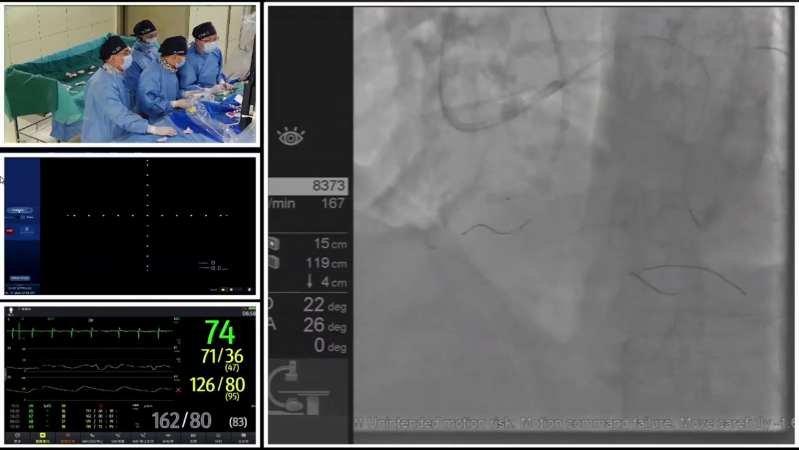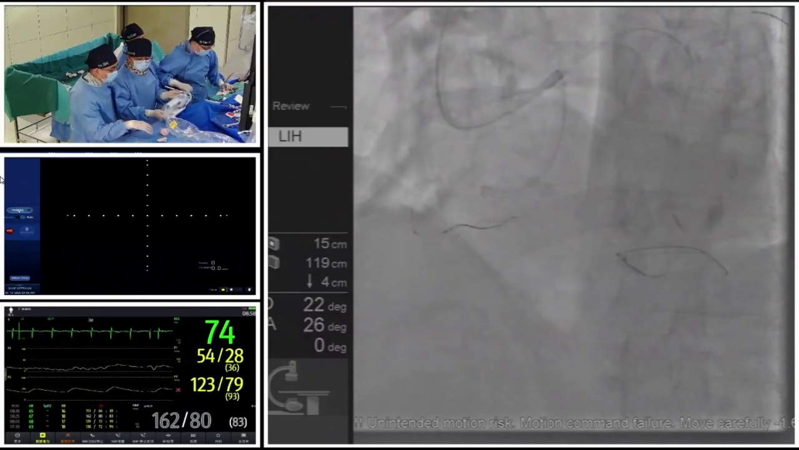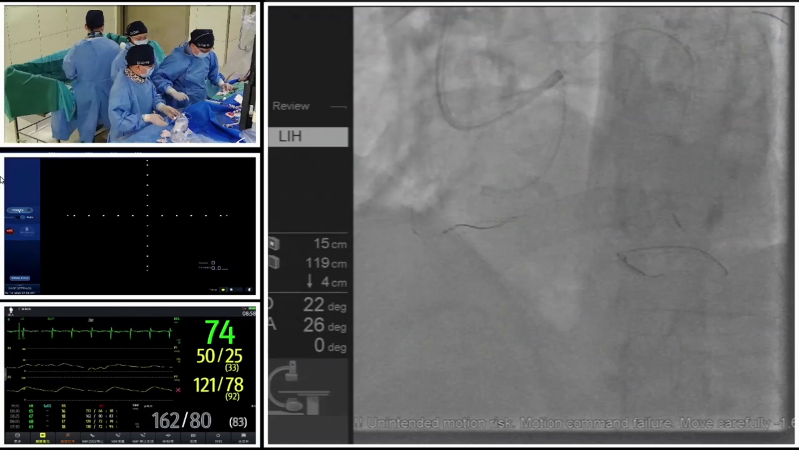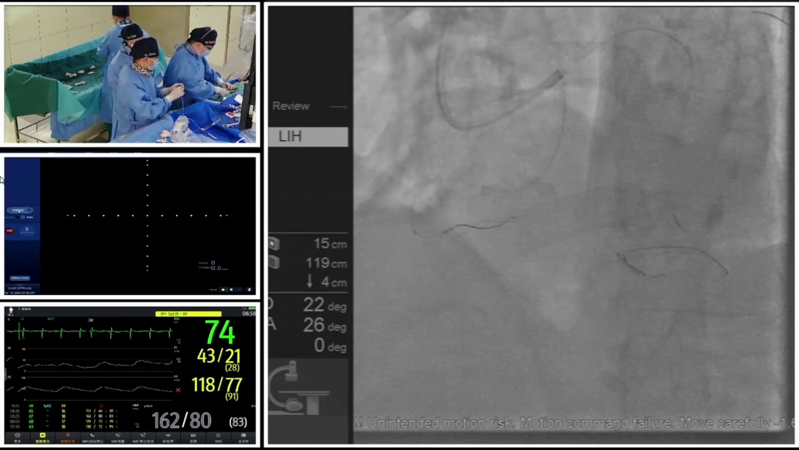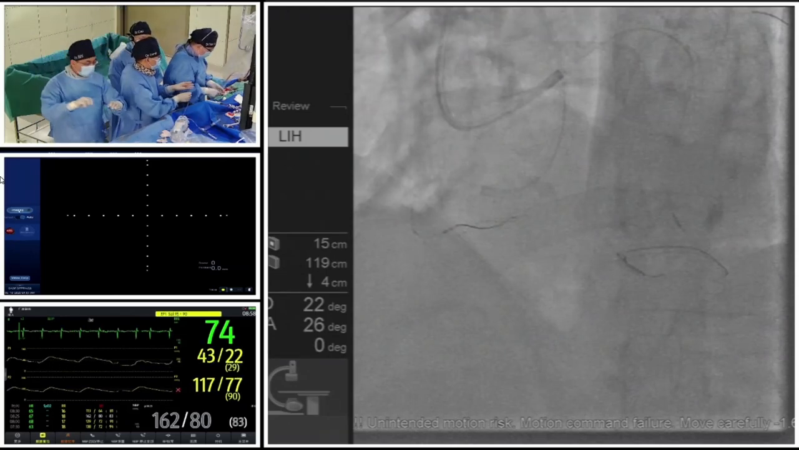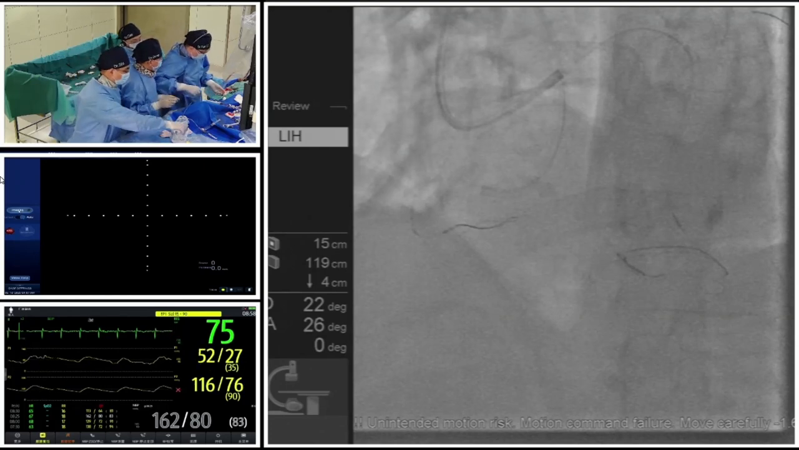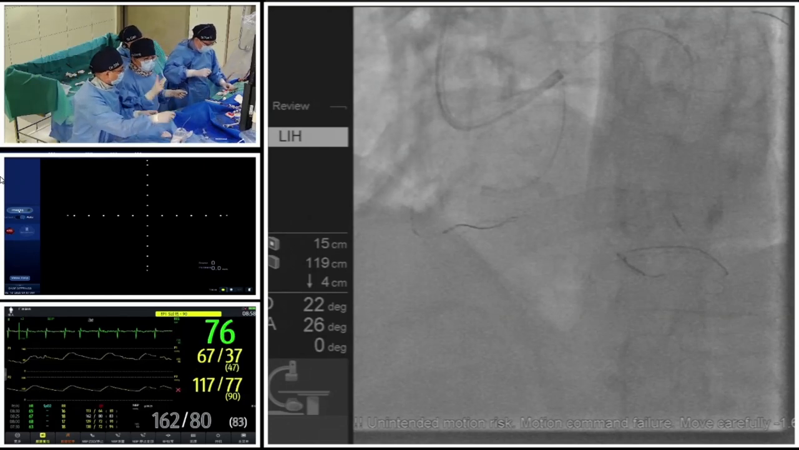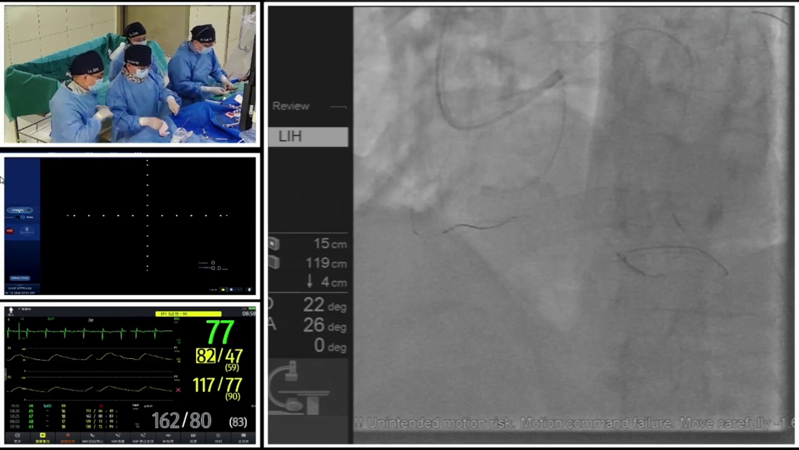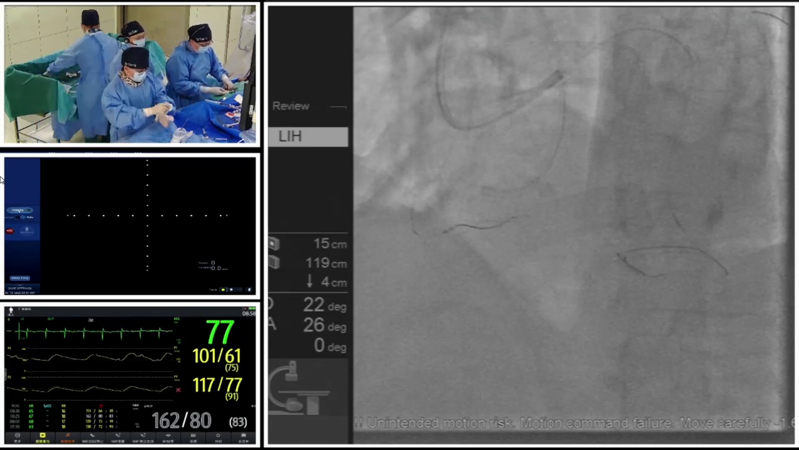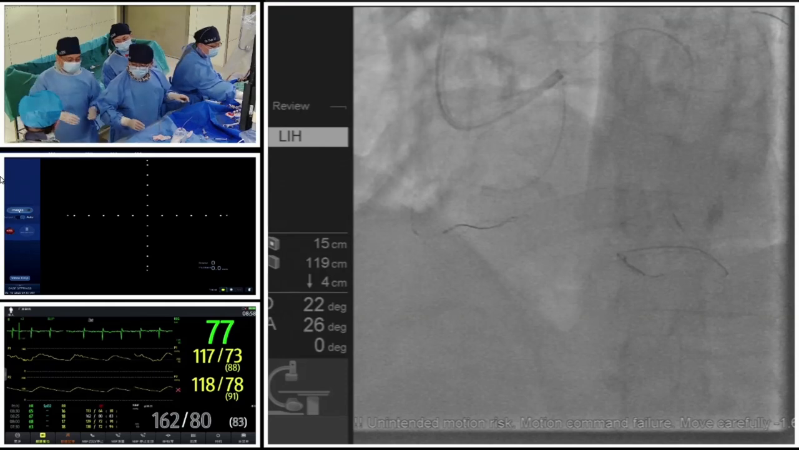Okay, 1.5 balloon again. We just used a 1.0 balloon. I think it's not enough because of the outer diameter of the IVUS catheter. Okay, I agree with you. And give me Sasuke, please.